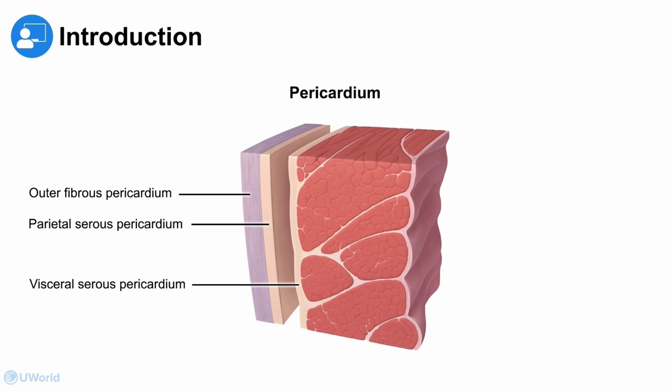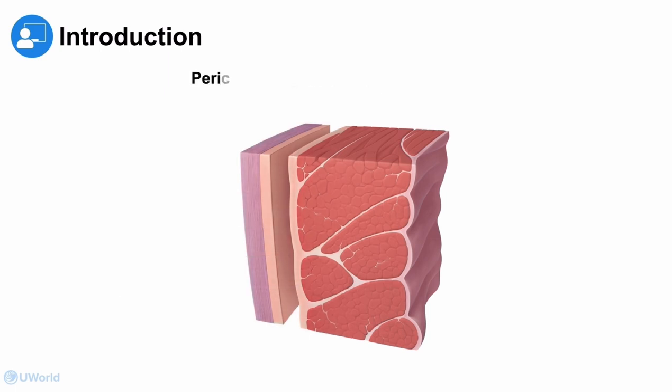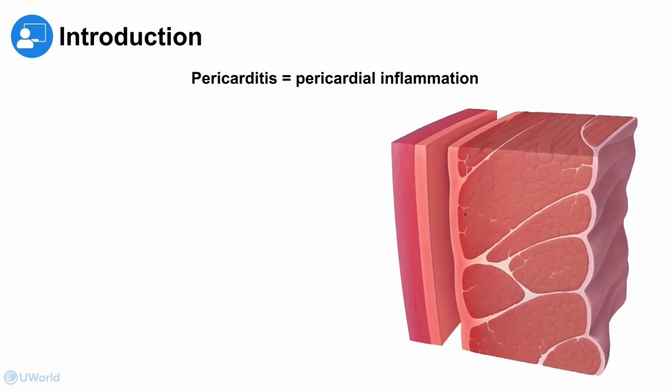Between the parietal and visceral layers is the pericardial space, which normally contains a small amount of fluid that helps minimize friction between the heart and pericardium as the heart contracts. Pericarditis results from a systemic or localized inflammatory process that involves the pericardium.